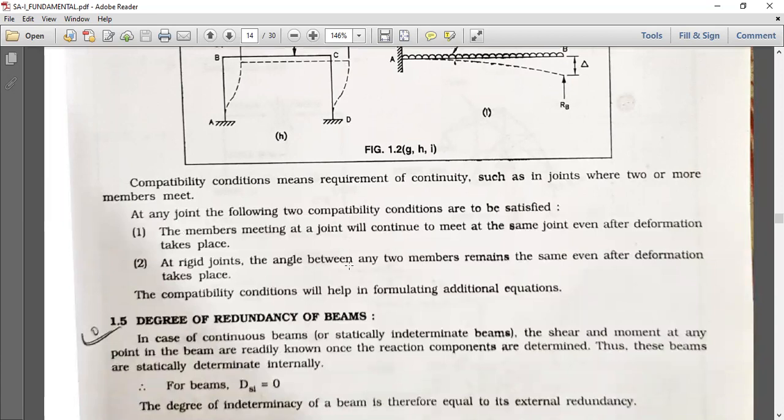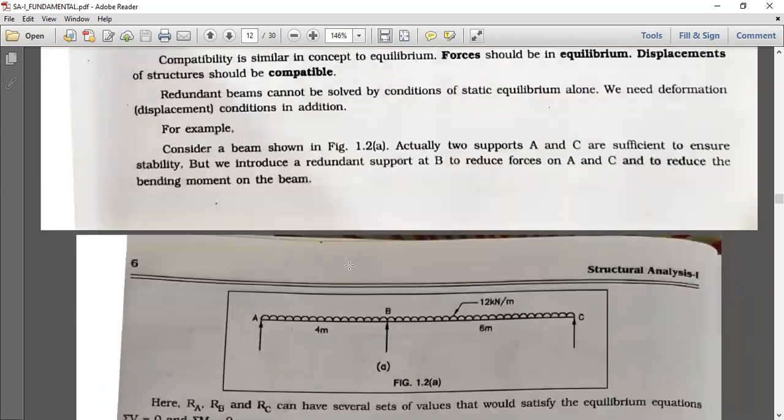At any joint, the following two compatibility conditions are to be satisfied. First, the members meeting at a joint will continue to meet at the same joint even after deformation takes place. Second, at a rigid joint, the angle between any two members remains the same even after the deformation takes place. The compatibility conditions will help in formulating the additional equations.